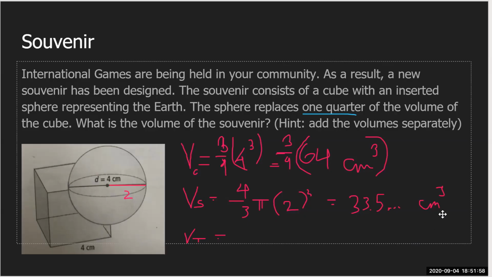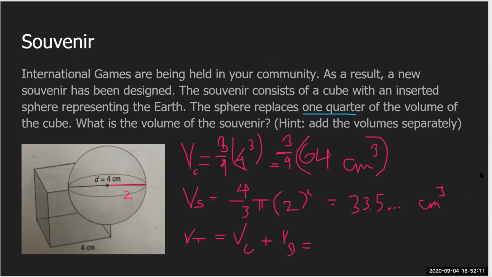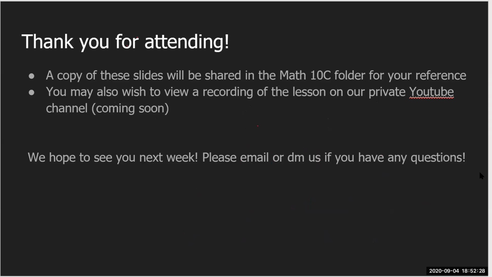So 33.51 and so on, plus 3/4 of 64, which would give you 81.51 and so on. Now we can round because we're at the final answer, so let's round to 81.5 for convenience. And of course the units, centimeters cubed. And with this, we're done.